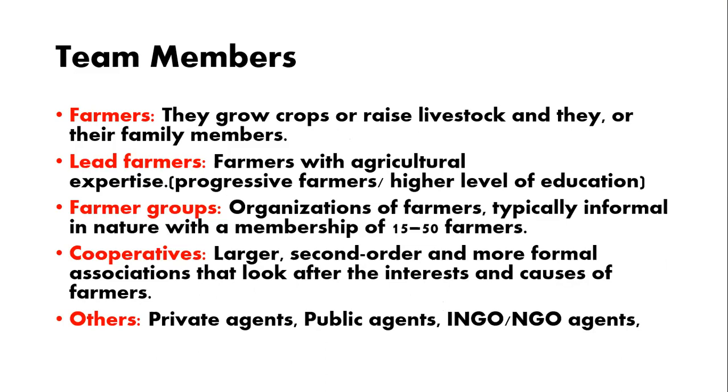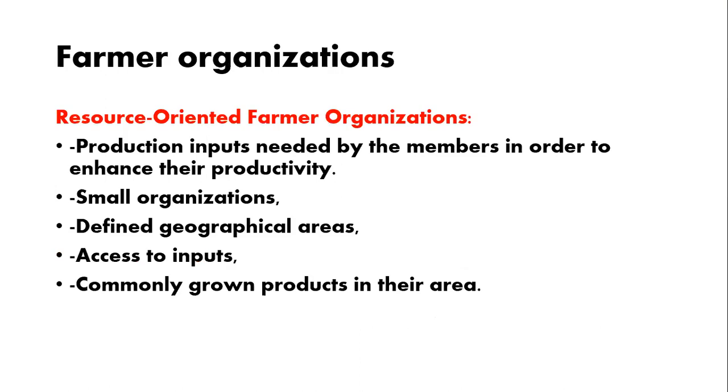Farmer groups, organization of farmers, typically maybe membership around 15 to 50. Cooperatives are a kind of large and second order, more formal associations, and other team members may be private agents, public agents, INGO, NGO. These are the segments of the team of the floristic extension: farmer, lead farmer, farmer group, cooperatives, private agents, public agents, NGO, and INGO. These are the members of the team in floristic extension, right?